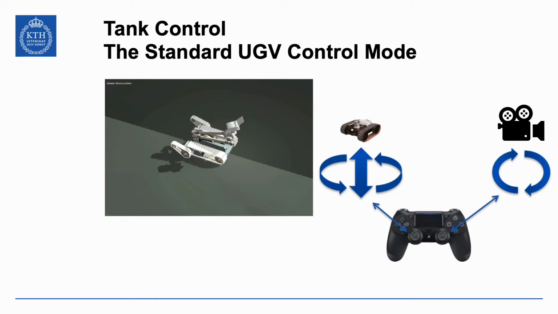So let's start with something called tank control. That is the standard UGV control mode. So you have a gamepad as before, you have two sticks, and the left stick controls translation of the main robot body, the tracks here, going forwards, backwards, and turning by assigning different speeds to the left and right tracks. And then the right stick controls the camera mount up here, turning in different directions to see different things.